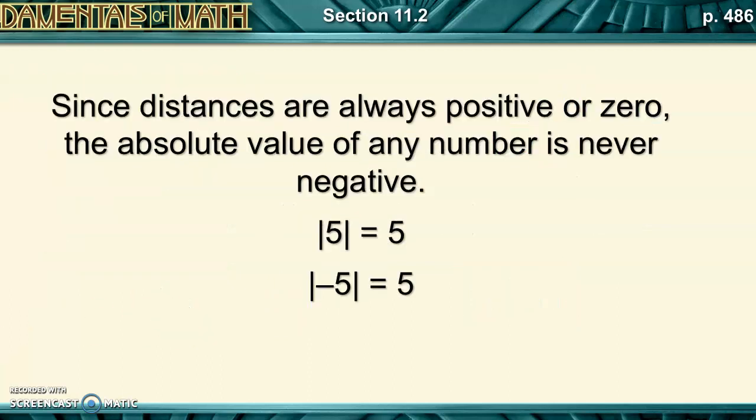Distances are always positive or 0. The absolute value of any number is never negative. A fancy way of saying that is that absolute value is always going to be positive when it is simplified. So that brings us to way number 2. If you want to pause this and write this down, I wouldn't be mad. After you write this down, we'll talk about the second way that people often view absolute value.